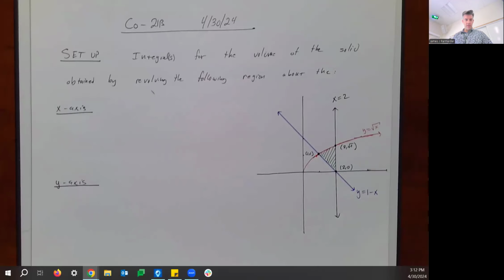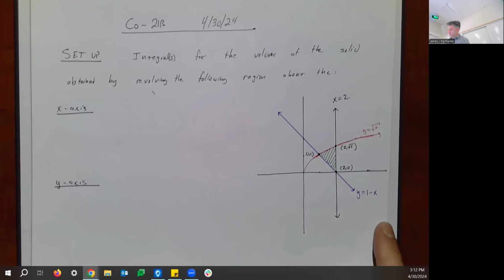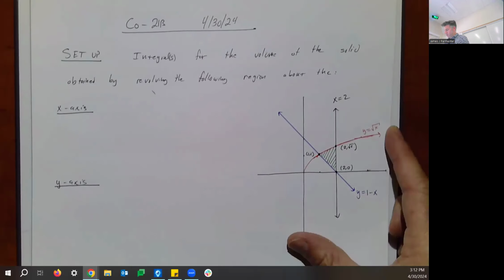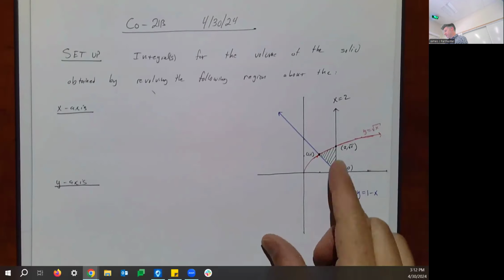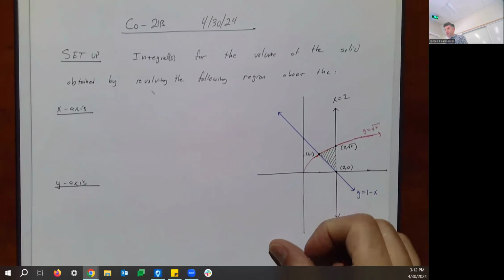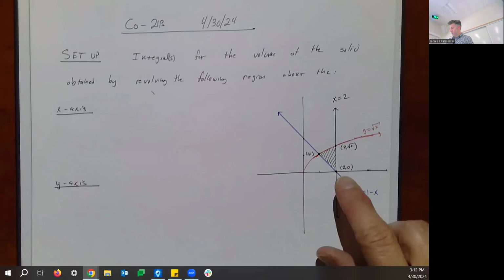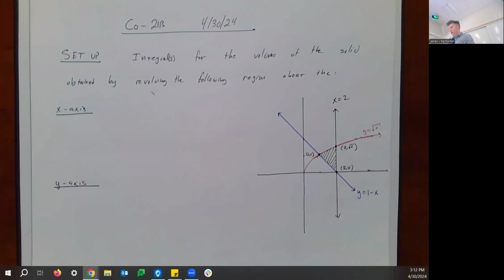All right, let's go ahead and see how to do this. For the region here, it's bounded by the functions y equals 1 minus x, y equals the square root of x, and x equals 2. We're getting this triangular-ish looking region here. It's not really a triangle because that part's curvy, it's not straight.